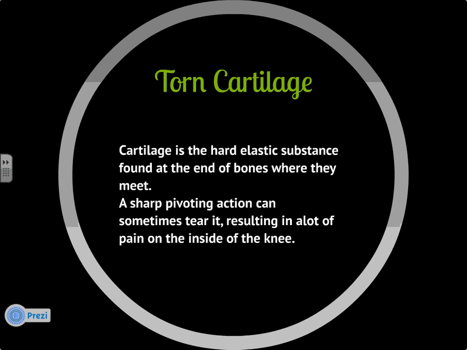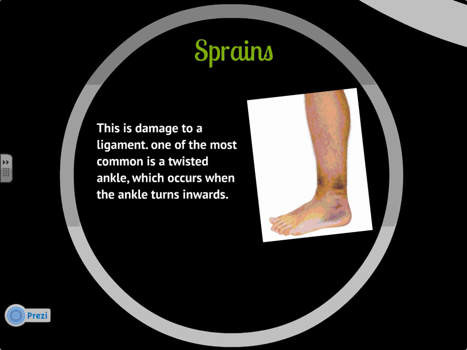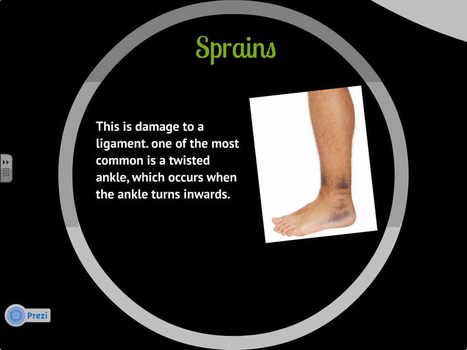You can get torn cartilage, which is found on the end of a joint. Cartilage is the hard elastic substance found at the end of bones where they meet. A sharp pivoting action can sometimes tear it, resulting in a lot of pain on the inside of the knee. Sprains. This is damage to a ligament. One of the most common is a twisted ankle, which occurs when the ankle turns inward.